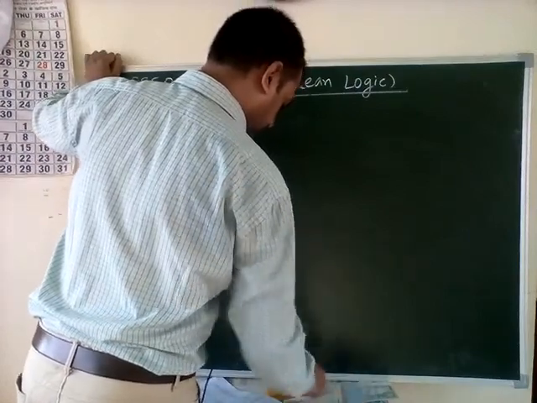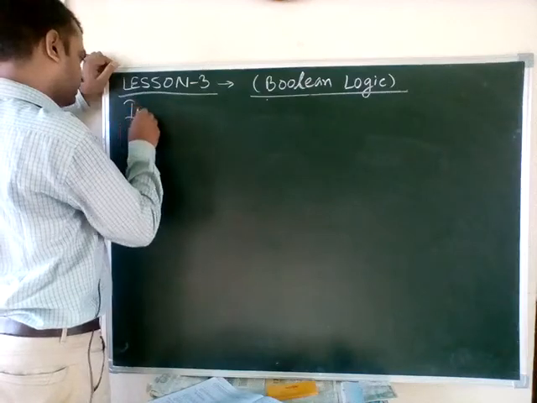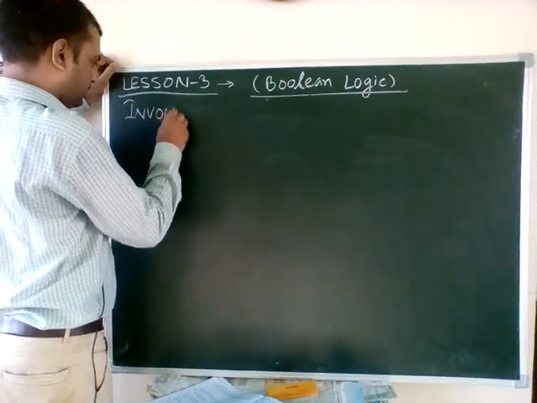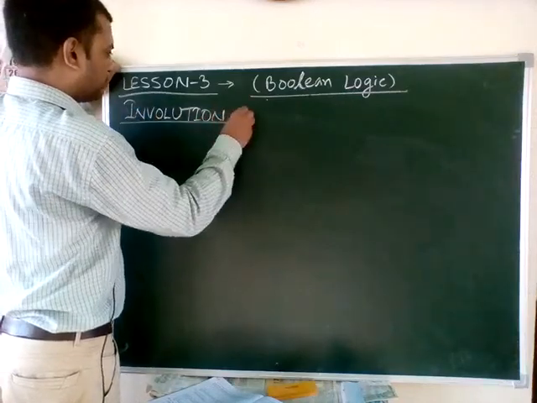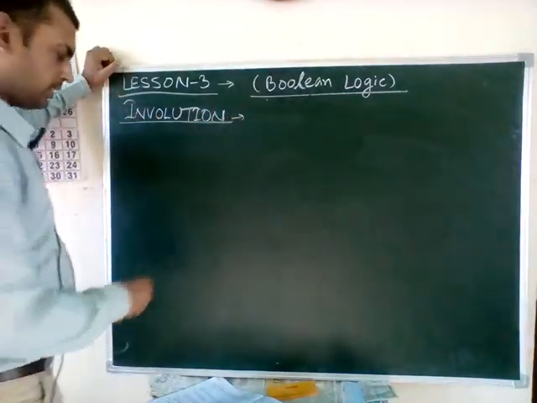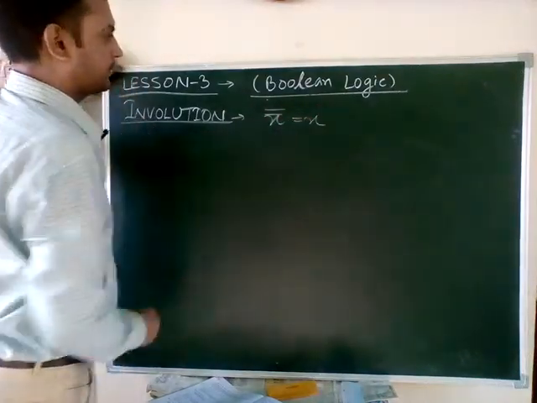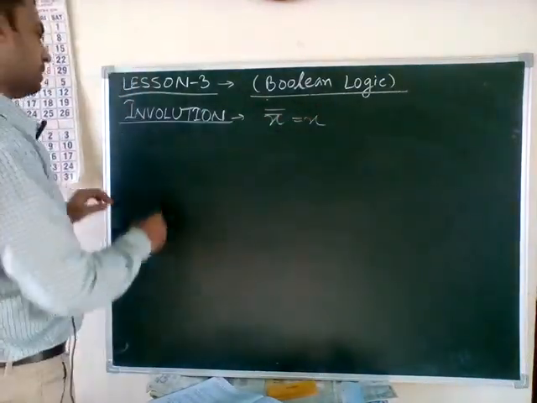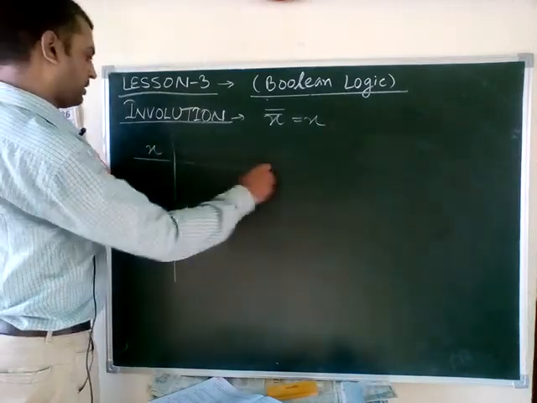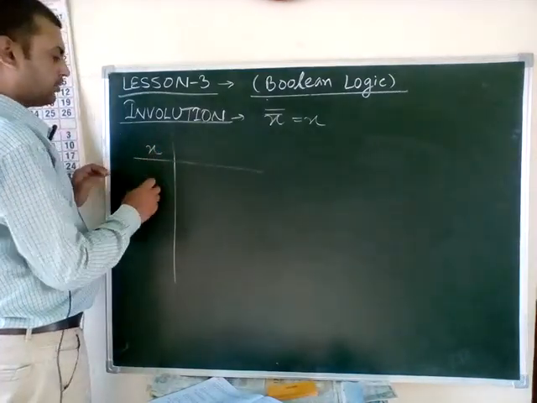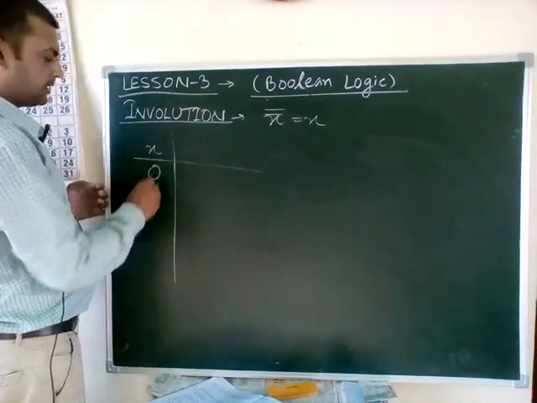Now the next one is involution. What is the meaning of involution? X double bar is equal to x. This is called involution. Now consider this x. What may be the possible conditions? 0 and 1 will be the possible conditions.